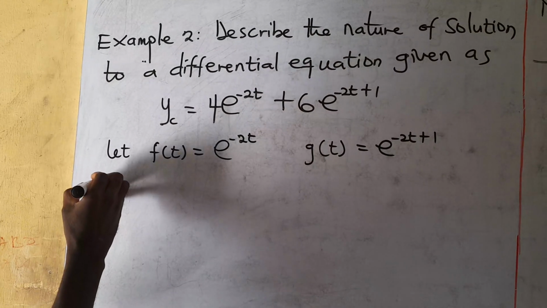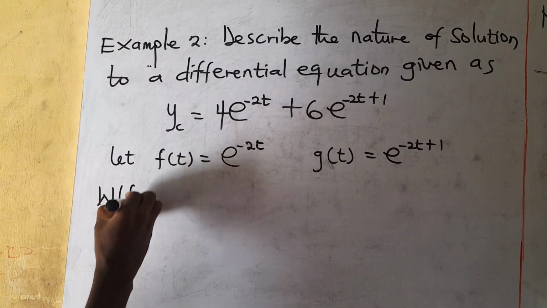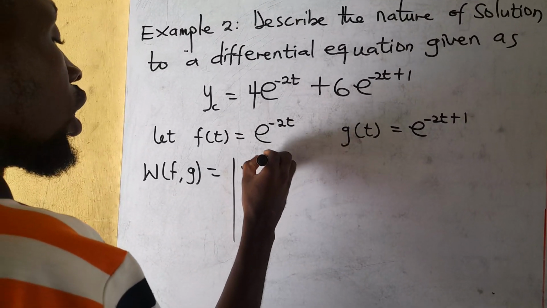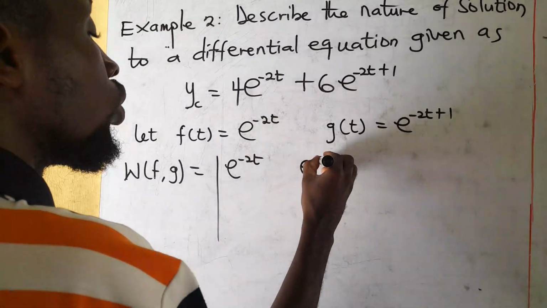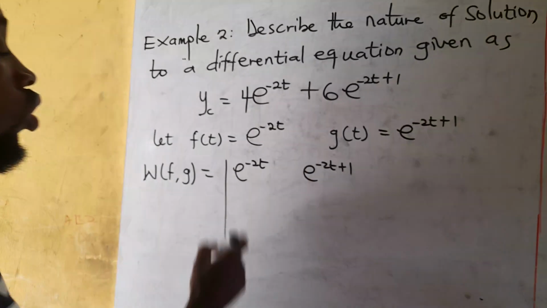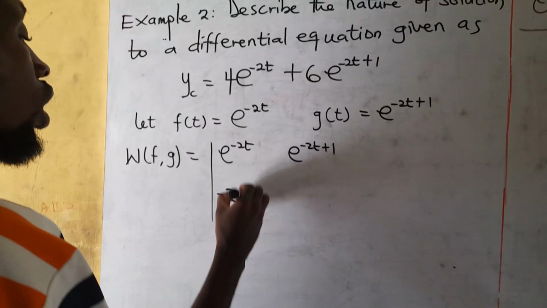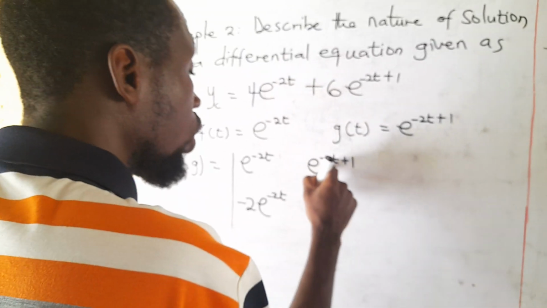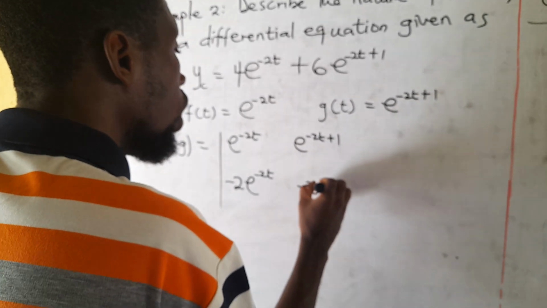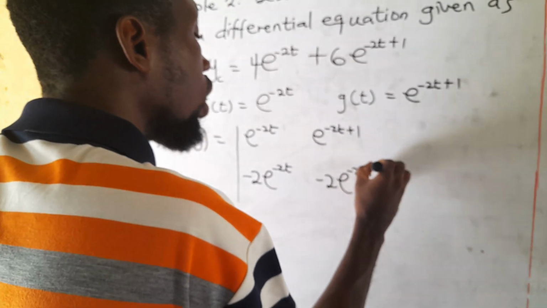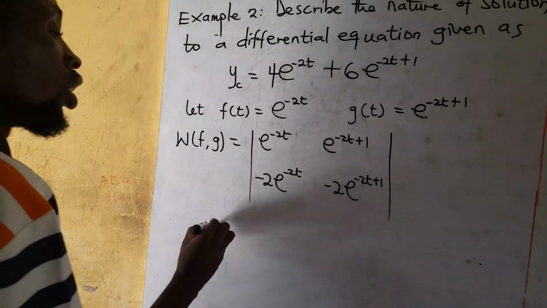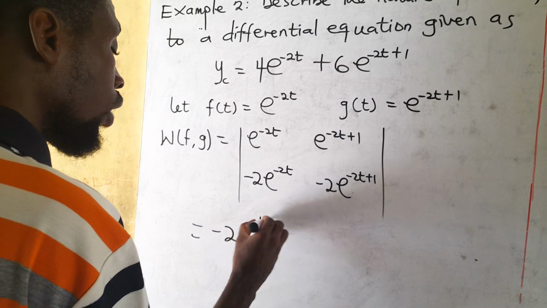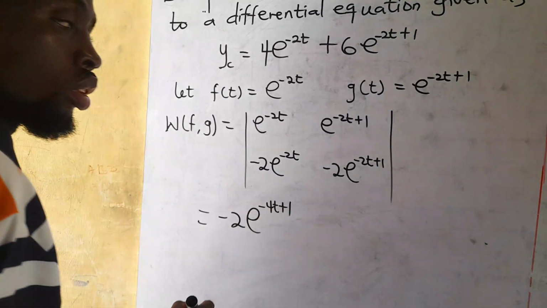What do we do? We find the Wronskian of f and g. The Wronskian will be the determinant. We have e exponent negative 2t, e exponent negative 2t plus 1. When we differentiate this, we get negative 2 e exponent negative 2t. And when we differentiate this, we get negative 2 e exponent negative 2t plus 1. We find the determinant of that. So this times this, we get negative 2 e exponent negative 4t plus 1.